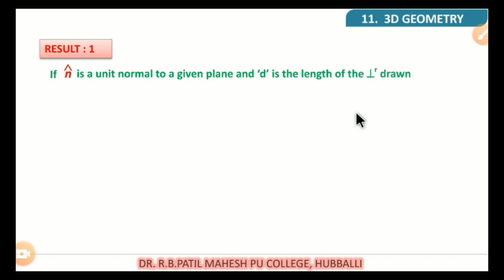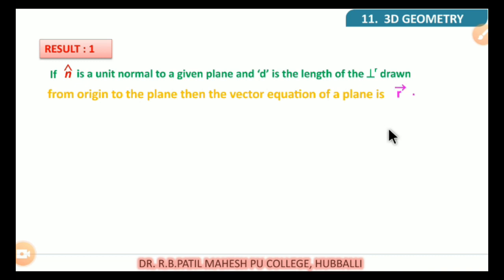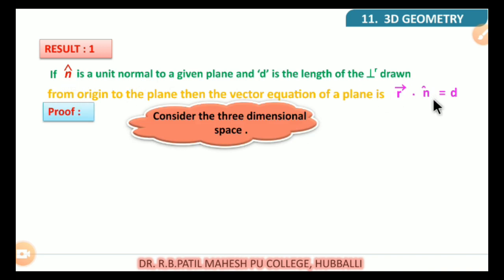Let us consider the first derivation, that is result number 1. If n cap is a unit normal to a given plane and d is the length of the perpendicular drawn from the origin to the plane, then the vector equation of a plane is r vector dot n cap is equal to d. So this is the first form of equation of plane, where n cap is the unit normal to the given plane, and d is the length of the perpendicular drawn from the origin to the plane.